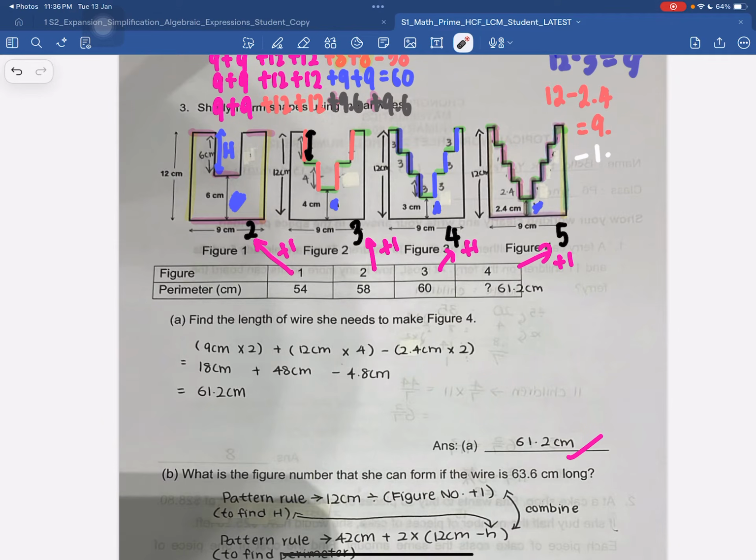If you cut your 12 into 2 parts, here's a 2. Here, 12 you cut into 3 parts, here's a 3. Here, 12 you cut into 1, 2, 3, 4, so 4 parts. Here you cut into 1, 2, 3, 4, 5, so 5 parts. Then you link this to your figure number.